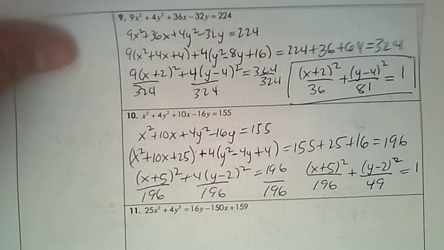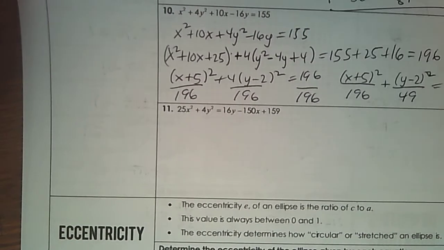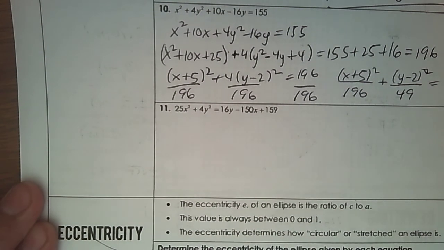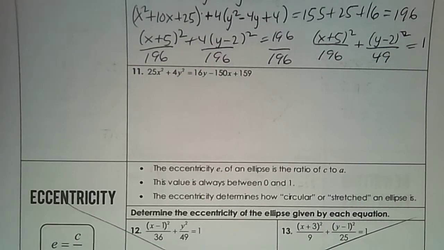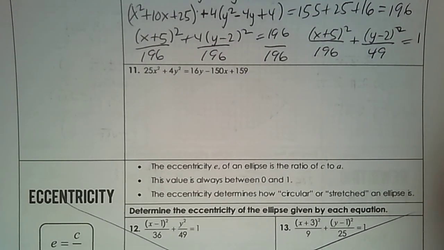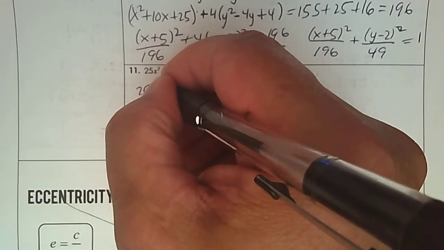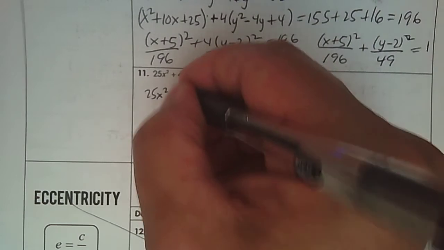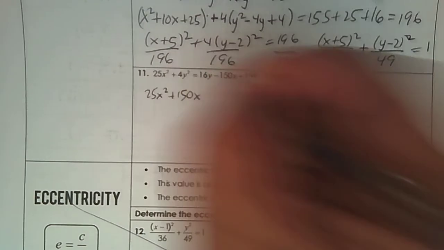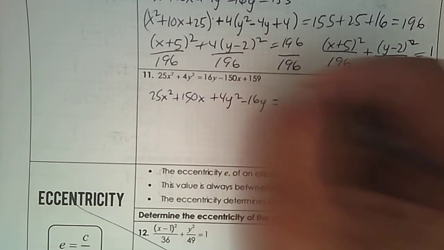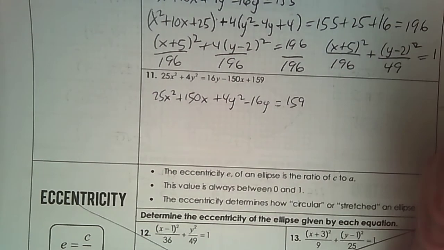All right, one more. We're not going to do the eccentricity at all. So you can go, no way, Jose. Done. 11. I'm not doing that part. So for number 11, bring the x's together. Add 150x. Bring the y's together. Subtract 16y. And then leave 159 over there.